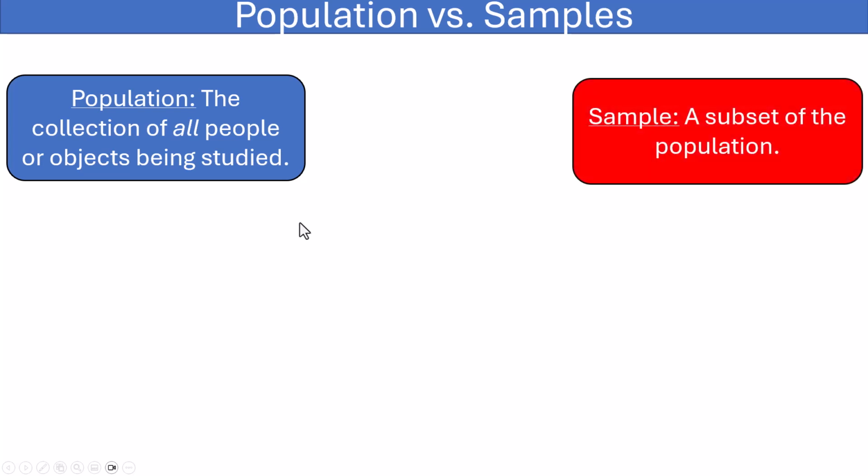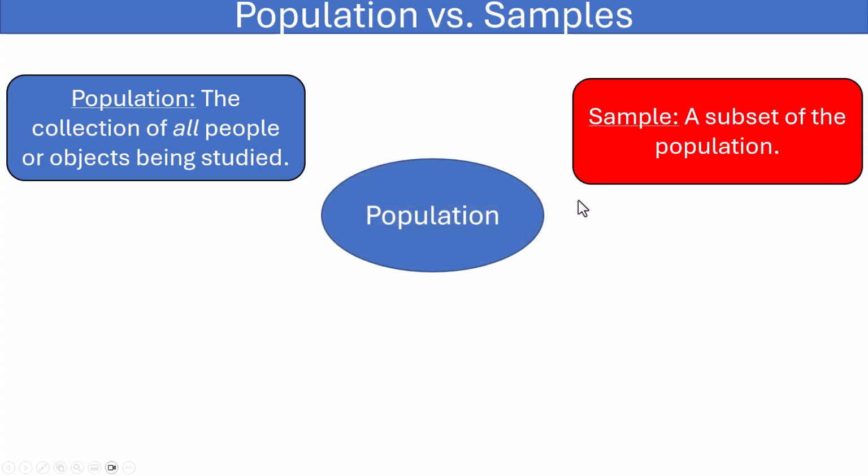A sample, on the other hand, is going to be a subset of the population. So it's going to include some of the individuals in the population, but not all of them. So if my population is all Grand Valley students, then a sample might be one class of Grand Valley students. So if the population is represented by a big circle or a big oval, then perhaps the sample is some smaller portion of that. So the sample includes some, but not all of the individuals in the population.